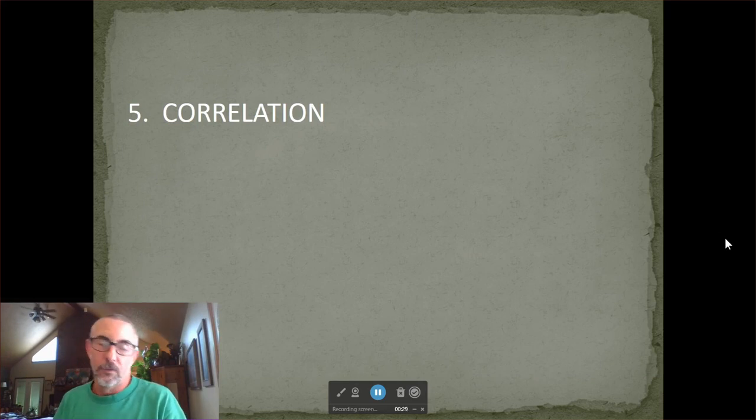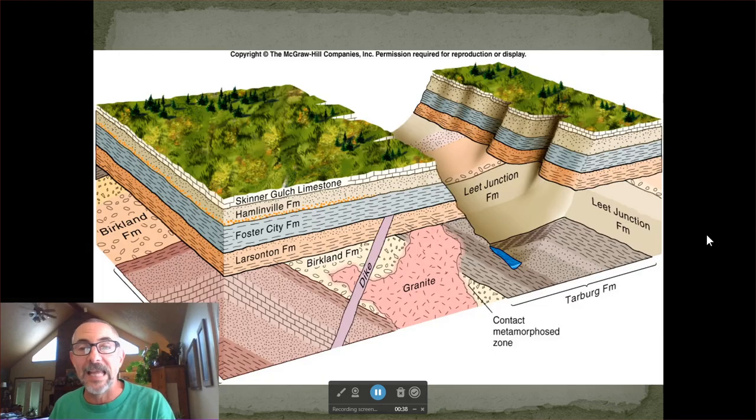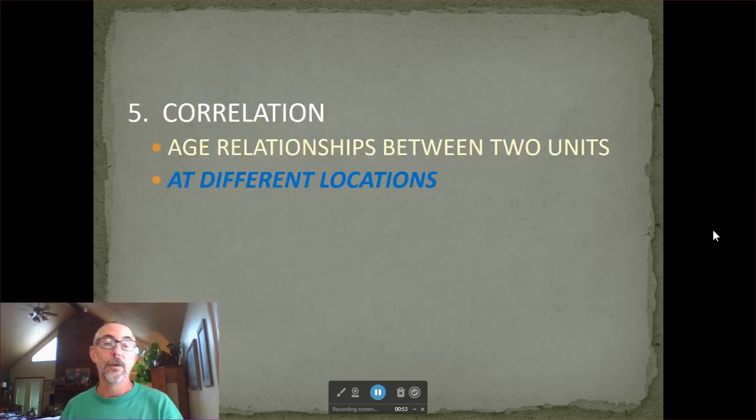Well, the other four, original horizontality, superposition, cross-cutting, those are all determining age relationships at a location. Correlation is looking at the rocks at one location and adding a second location in there. So it's determining age relationships between units at two or more locations.